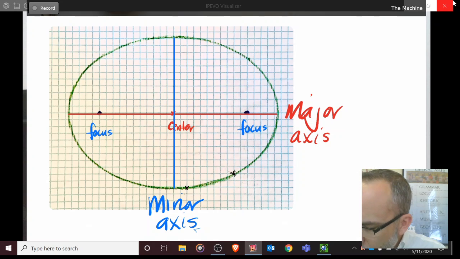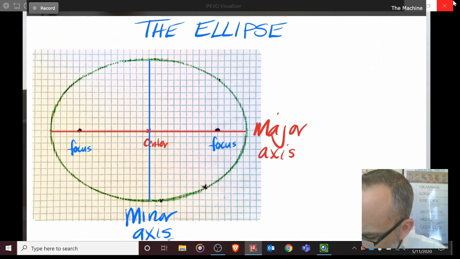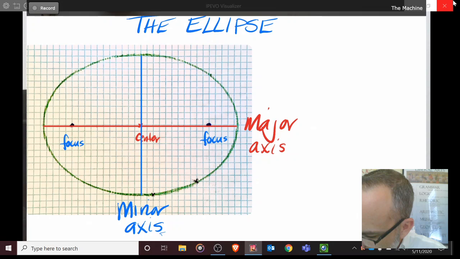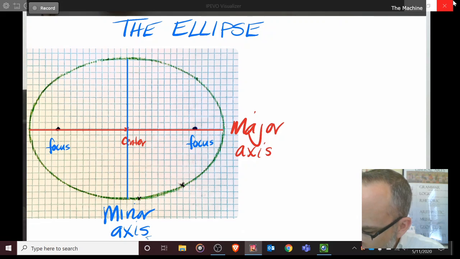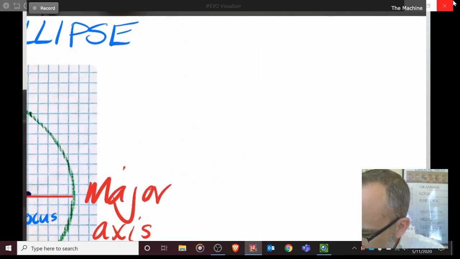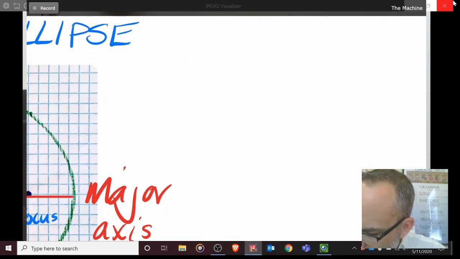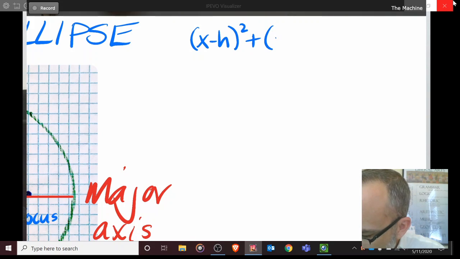Okay, now let's go back to our equation of a circle. The equation of a circle, and don't write this down, just watch. I'll give you the equation for the ellipse in a second. The equation of the circle was something like this. It was (x minus h) squared plus (y minus k) squared is equal to the radius squared.